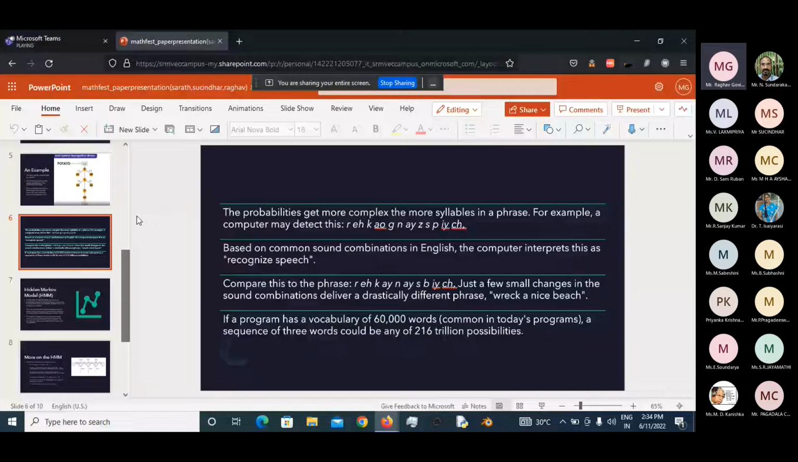And why does this happen? This happens because there is a vocabulary of around 60,000 words, and combinations of sentences can give us around 216 trillion possibilities. And there is a mathematical model that we will particularly focus on, which actually deals with all these situations. And this will be presented by Suchinder.